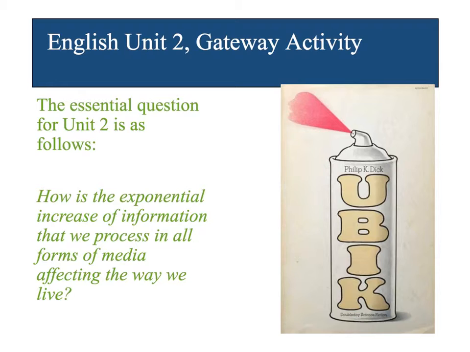So for the English Unit 2, the essential question is, how is the exponential increase of information that we process in all forms of media affecting the way we live? And we're using, as you probably know, the novel by Philip K. Dick, Ubik, to address that question. It's the same essential question as in Unit 1.